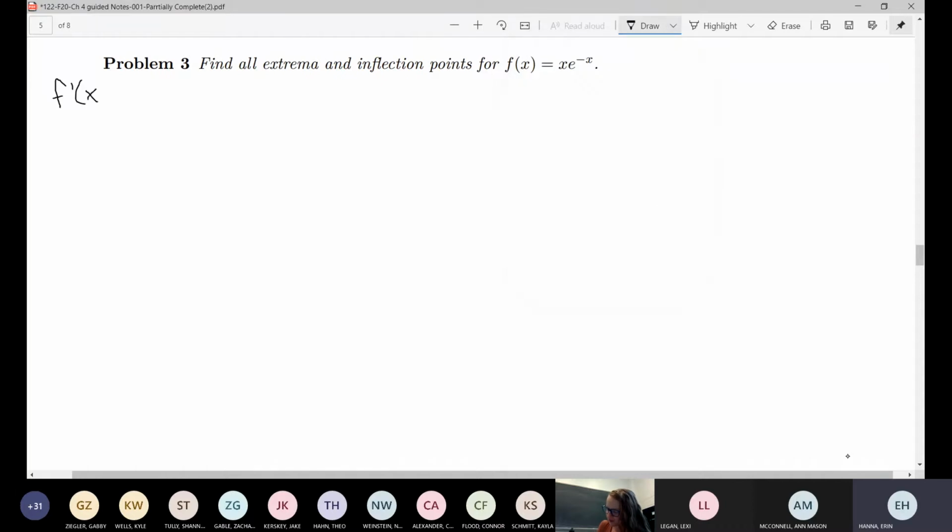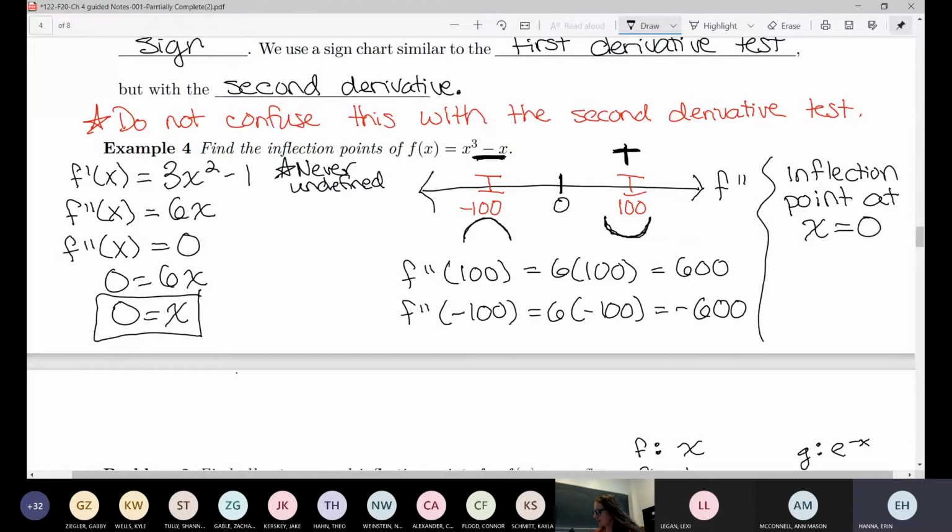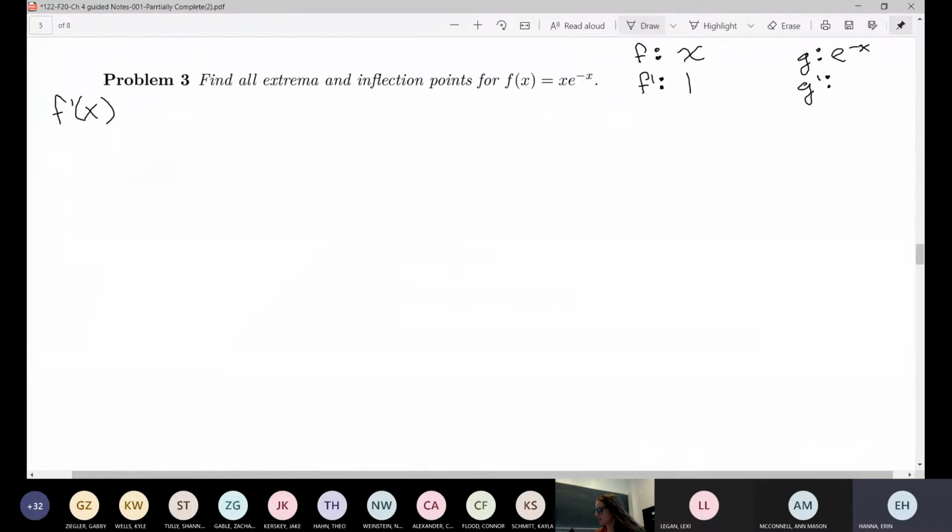So the derivative, this is technically a product rule, so I'm going to come over to the side here because I'm going to run out of space if I'm not careful about my spacing, and do my little product rule chart over here. So we have x times e to the negative x. Derivative of x is 1. E to the negative x is technically a chain rule, so we get e to the negative x times the derivative of negative x, which is negative 1.